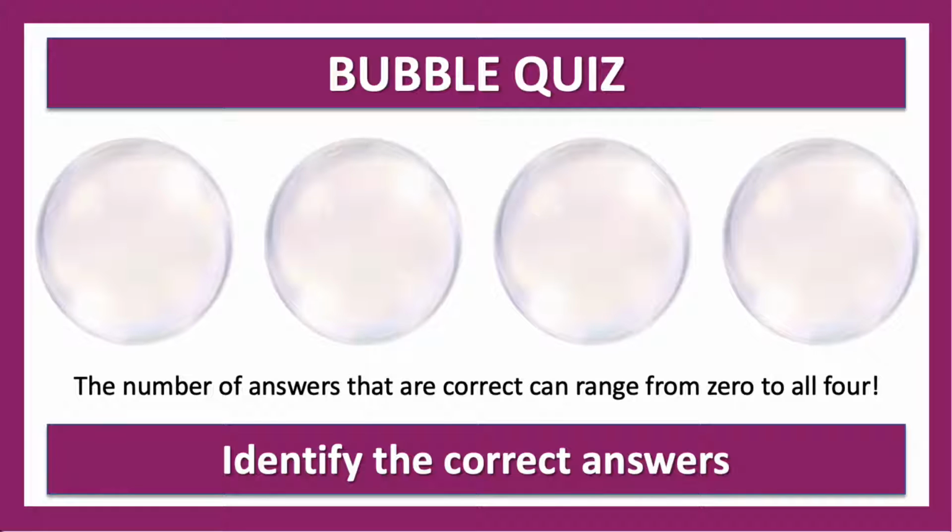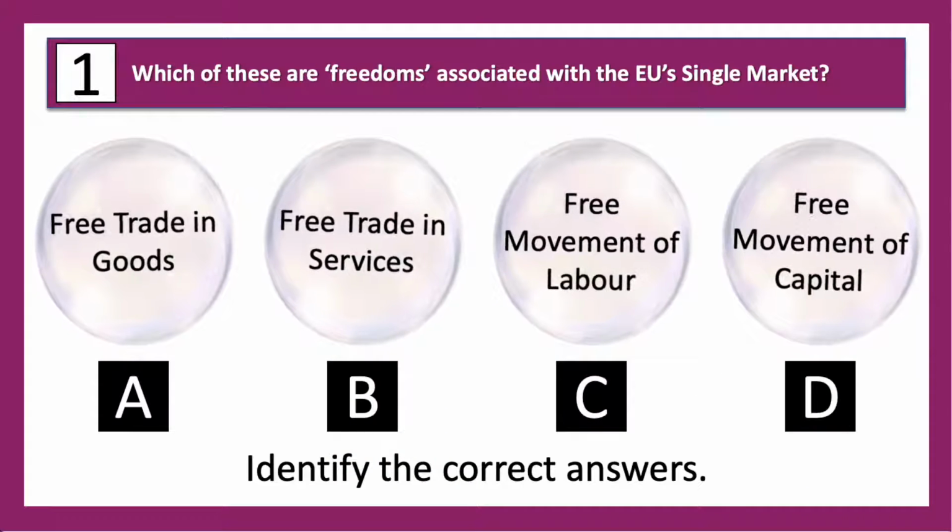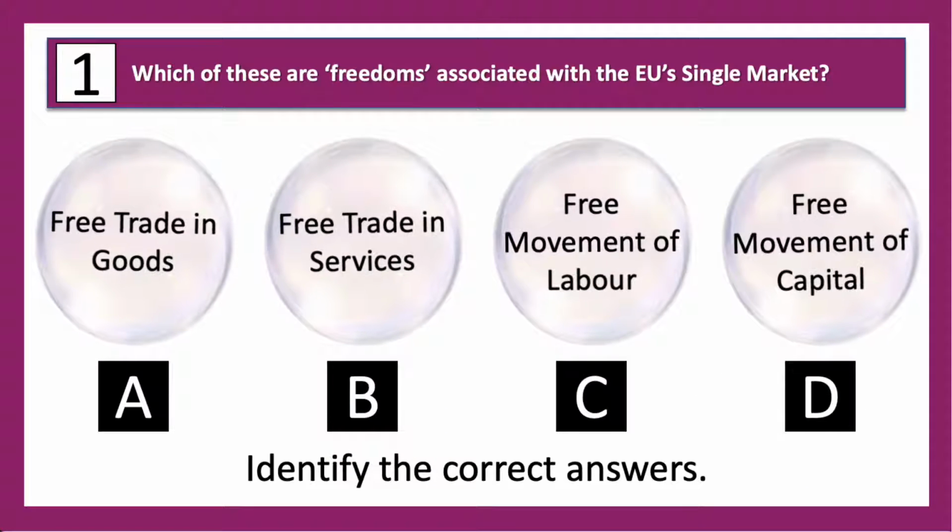Bubble quiz. Here we go. Everybody's really good at this normally. I'm going to post a question. There are 4 answers. How many of them are correct? Could be 1, could be 2, could be 3, could be 4, could be none of them. We love the bubble quiz at Tutor to You, and here we go. Which of these are freedoms associated with the European Union single market? How many of these answers are correct? Free trade in goods, free trade in services, free movement of labour, free movement of capital. How many of these are correct?